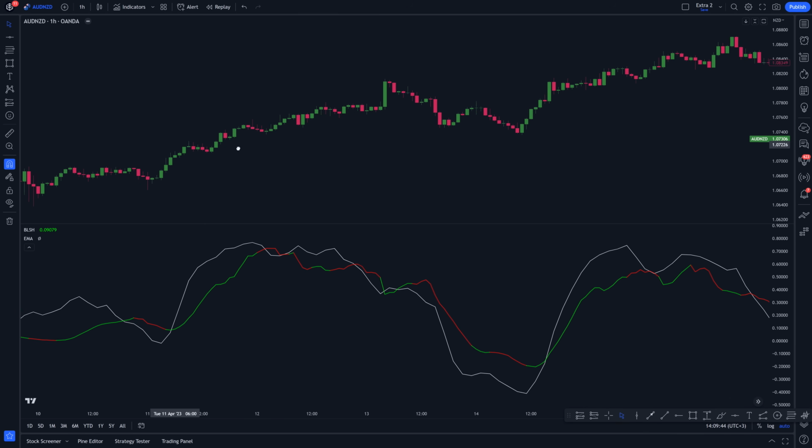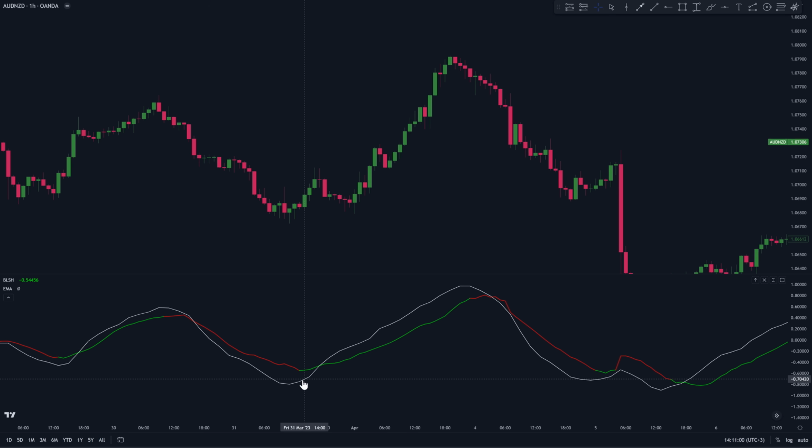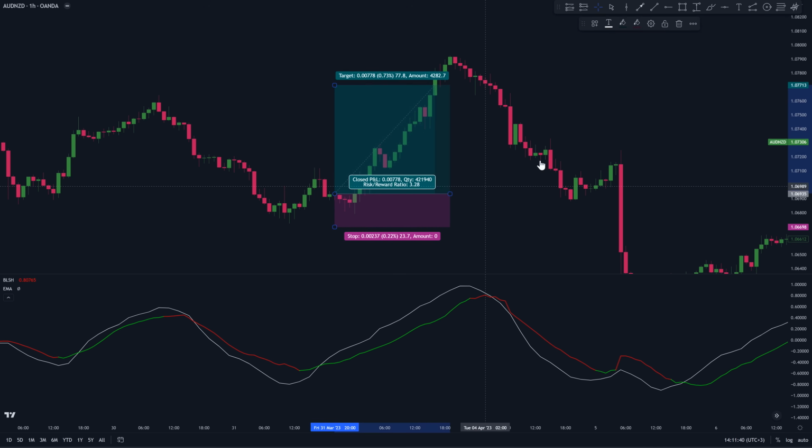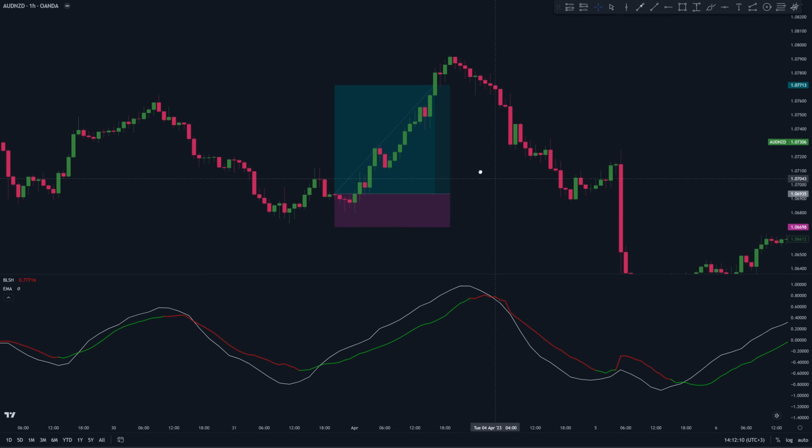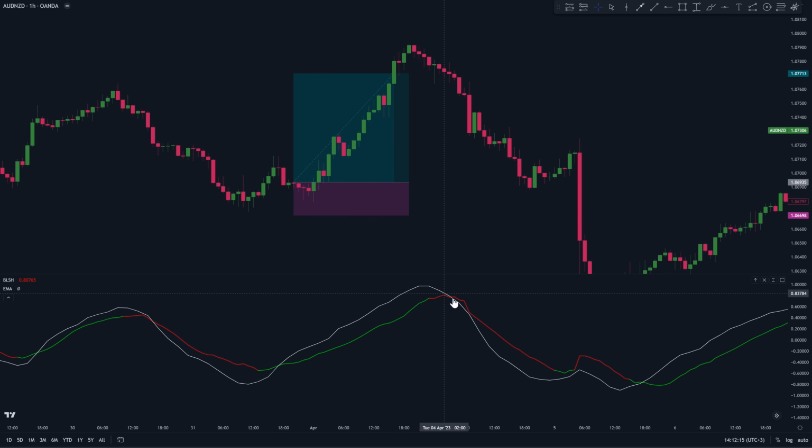Now that we have all the changes made, the next question is, how do we trade using this strategy? Well, it's very simple. When the EMA crosses above the Buy Low, Sell High indicator, and at the time the crossover happens, the Buy Low, Sell High indicator is colored green, that is a signal to take a long trade. Conversely, when the EMA crosses below the Buy Low, Sell High indicator, and at the time the crossover happens, the indicator is colored red, that is a signal to sell.